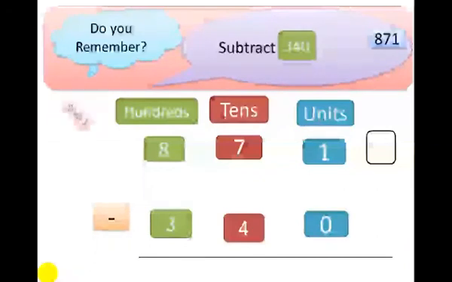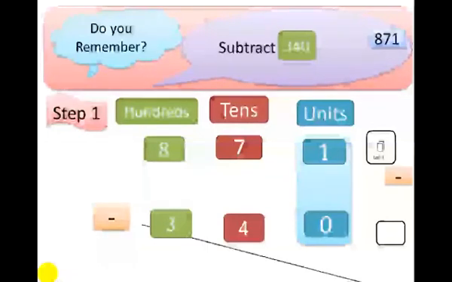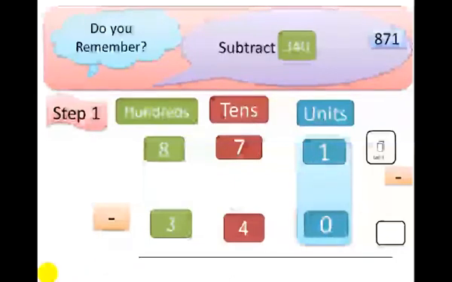The digit 0 is 0 units. You move from the right side to the left side. Firstly, you subtract the unit side. 1 minus 0. Remember, 0 means nothing. 1 minus 0 equals to 1.